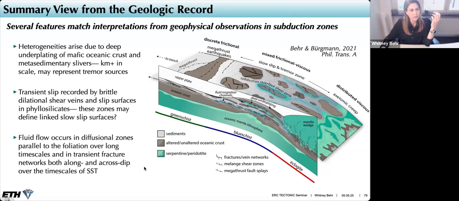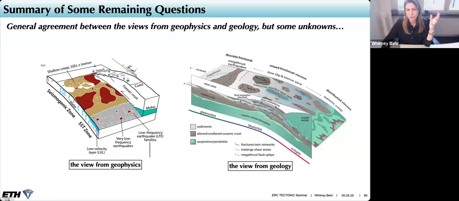And then we see evidence for fluid flow in the form of diffusional zones parallel to the foliation, but those we think have to form over really long time scales. But transient fracture networks that develop both along and across dip could potentially develop on timescales relevant to SSE. So there are several apparent agreements between what we see in the geology and the inferences from geophysical monitoring.